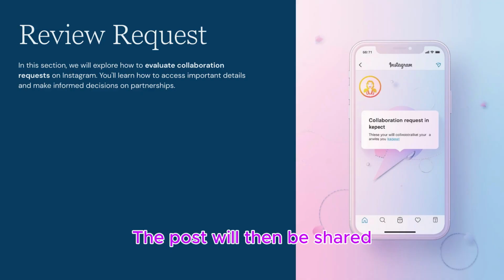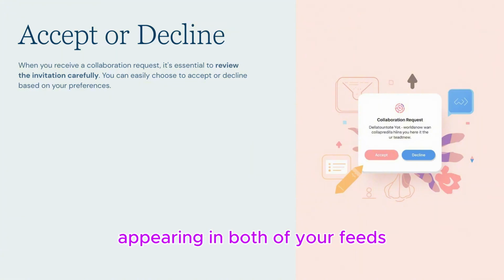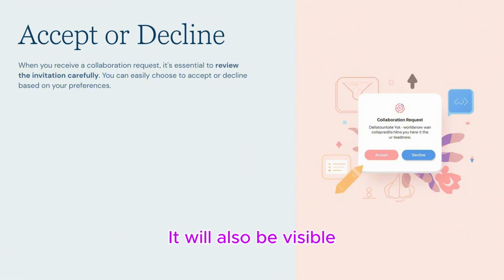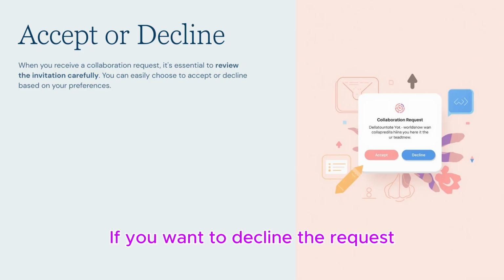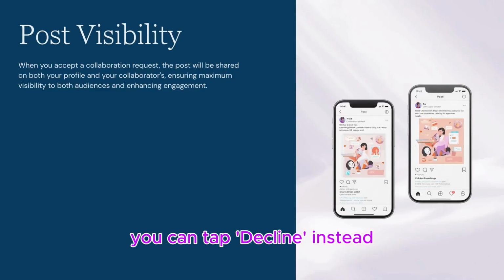The post will then be shared to both your profile and the collaborator's profile, appearing in both of your feeds. It will also be visible to both of your audiences. If you want to decline the request, you can tap Decline instead.